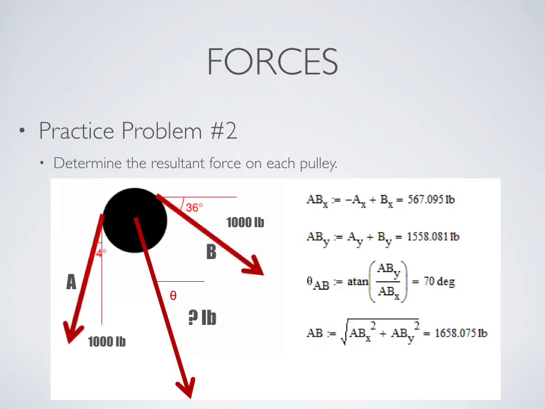Finally, we have those components. We need to know what the magnitude of the resultant is. So we need to use the Pythagorean theorem, a squared plus b squared equals c squared. So work out this math. That's what I'm doing here. AB is c in that Pythagorean theorem. ABX is a, ABY is b. So those two squared, we got to square root both sides to figure out what the resultant is, and we find out that the magnitude is 1658.